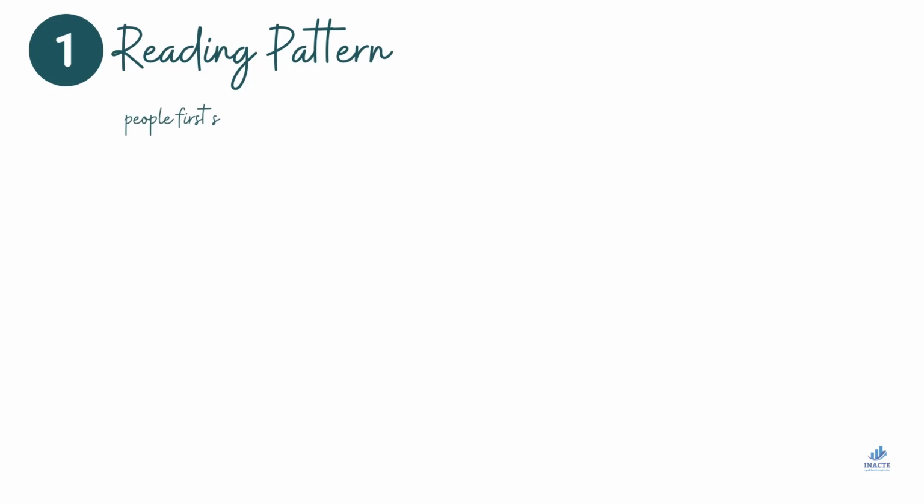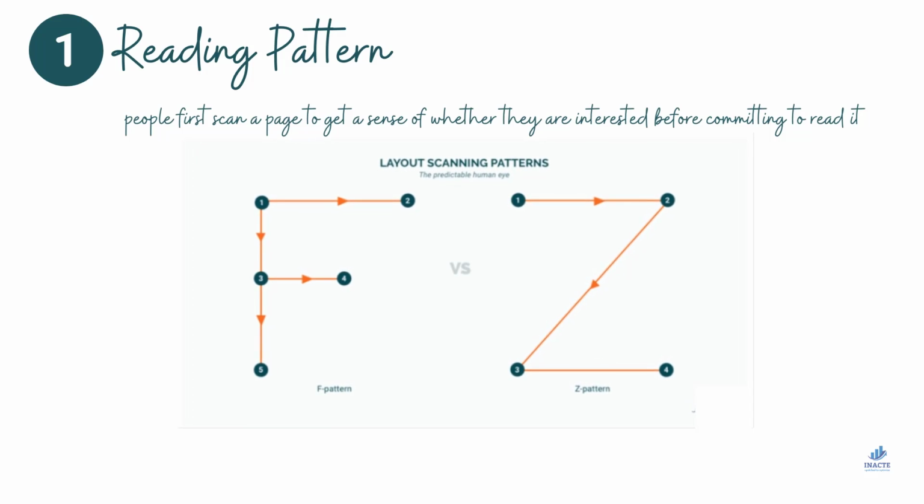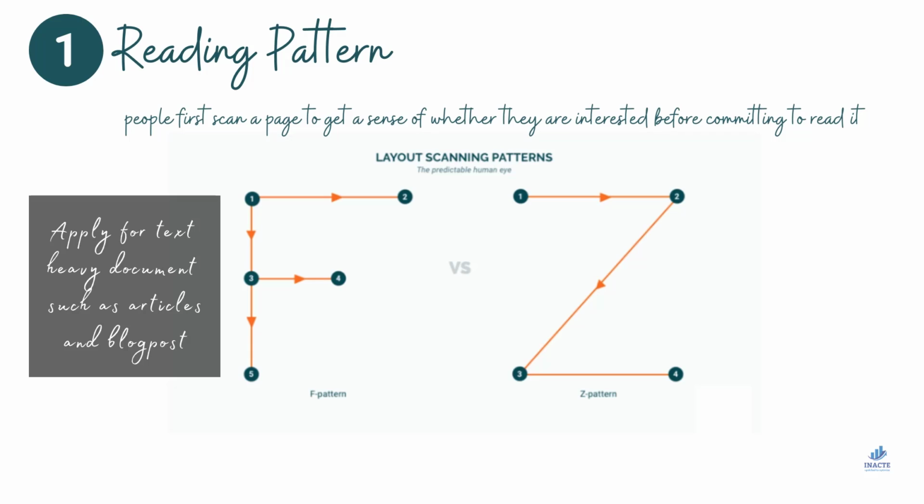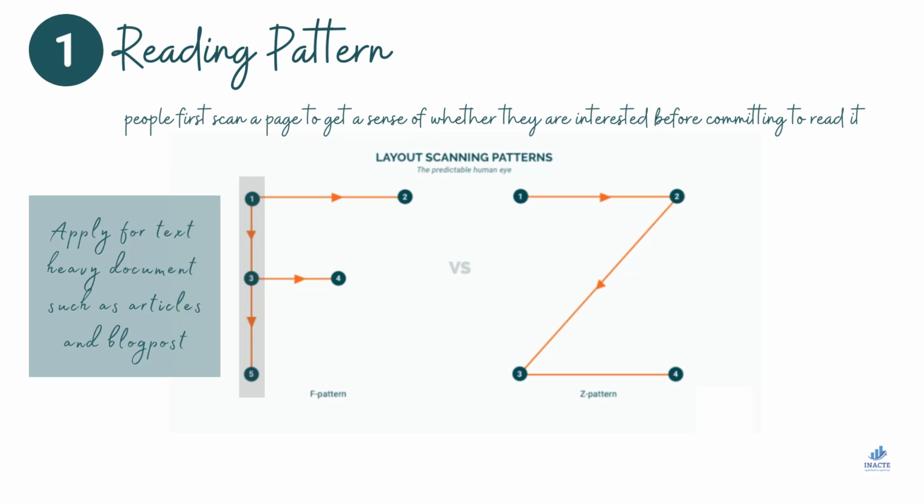Studies have shown that people first scan a page to get a sense of whether they are interested before committing to read it. Scanning patterns tend to take one or two shapes, the F and the Z pattern. F patterns apply to traditional text-heavy pages like articles or blog posts. A reader scans down the left side of the page, looking for interesting keywords in left-aligned headings or initial topic sentences, then stopping and reading to the right when he or she comes to something interesting.